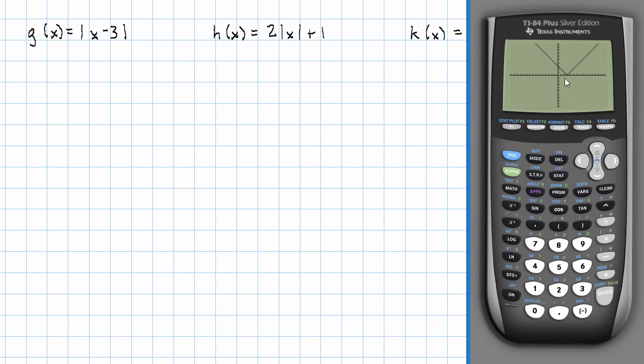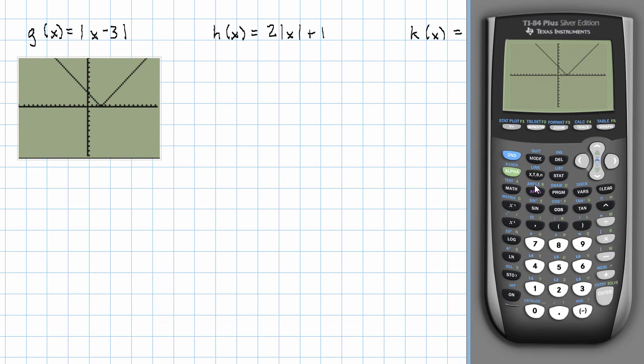Okay, interesting. Let's try this next one. So I want to have 2 times the absolute value of just x. And then outside the absolute value, I want to have a plus 1. Okay, so that looks like it's a little bit narrower and a little bit higher up.